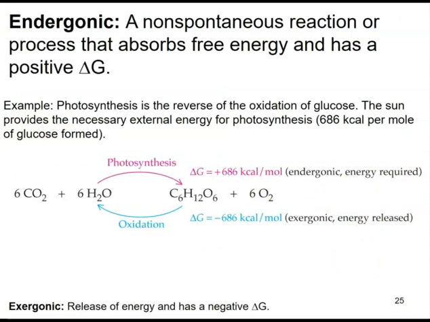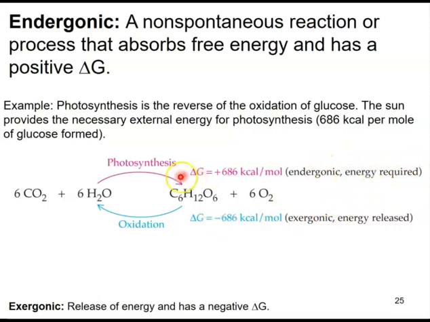Endergonic reactions, these are non-spontaneous reactions. Endergonic, right? So it's like endothermic. It's a similar prefix to that word. Non-spontaneous reactions or processes that require or absorb energy, and they will have a positive delta G value. An example of this is photosynthesis. When we take carbon dioxide and water, right, we have plants that have chlorophyll. They can absorb light, and they can take carbon dioxide and water and make sugar molecules. So this actually requires 686 kilocalories per mole. That's endergonic. It requires energy.